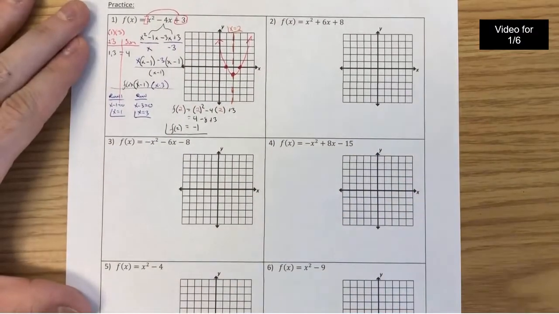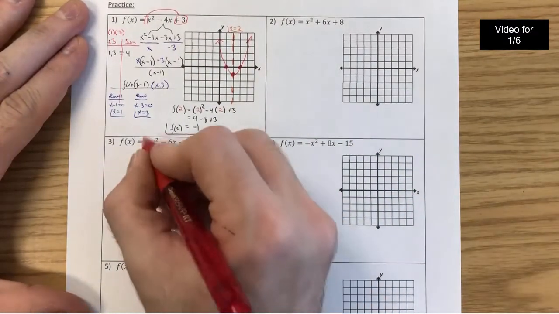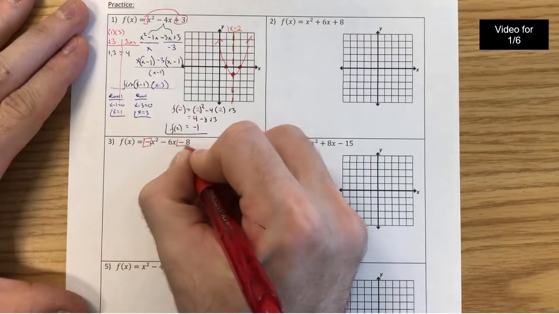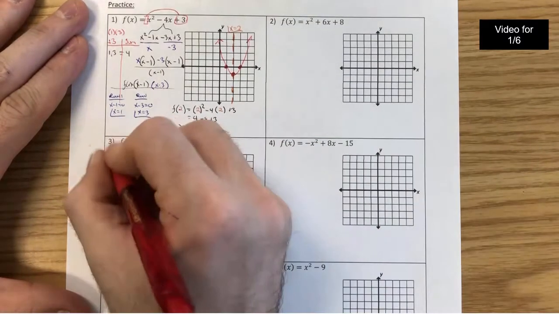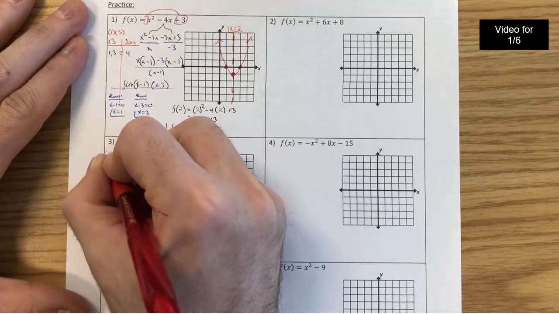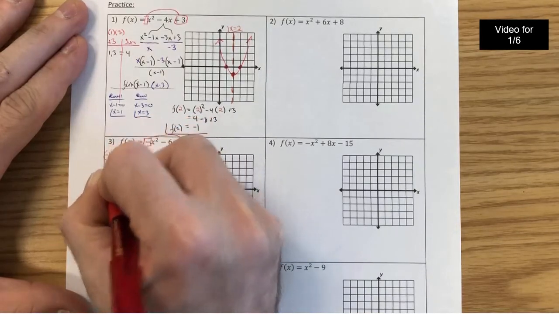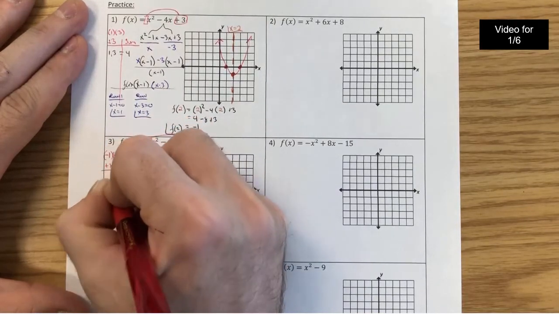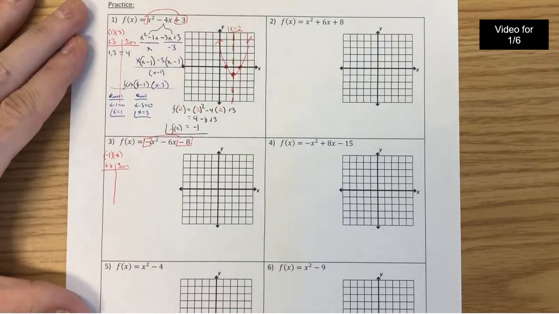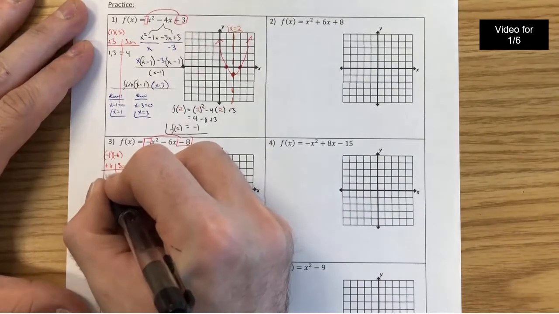For question 3, we're going to do the same thing. I'm going to take that first number and that last number, and I'm going to multiply them together. Negative 1 times negative 8 gives me a positive 8, which means I'm finding the sum of these factors.